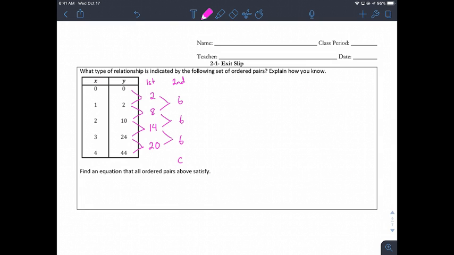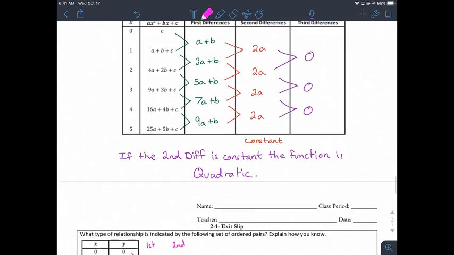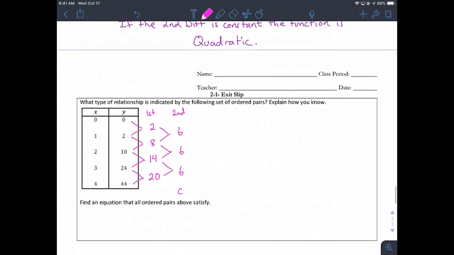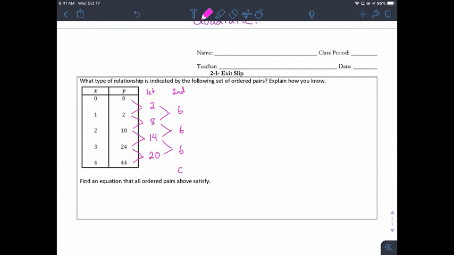So our second difference is constant, and if we look back at our notes, I've cheated and copied and pasted the notes here, so it's easy to look at. But right here in example 2, we see that if the second difference is constant, the function is quadratic. So the second difference is constant, which means that the function is quadratic. So that's exactly what we're going to write.